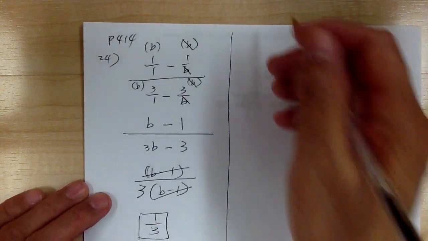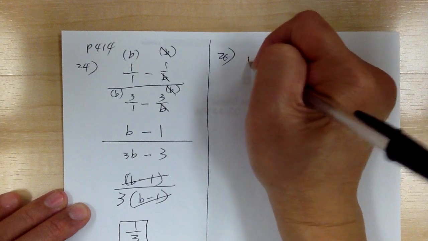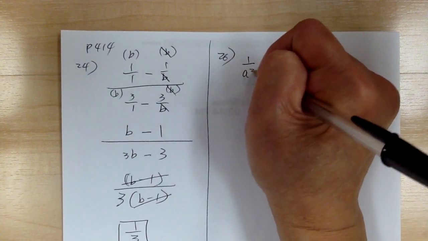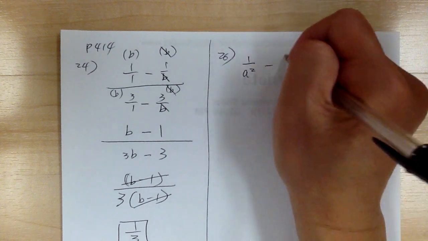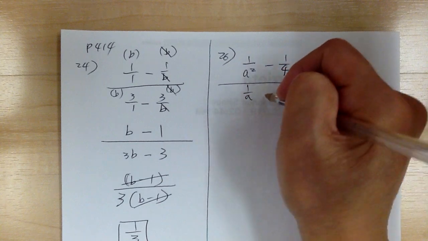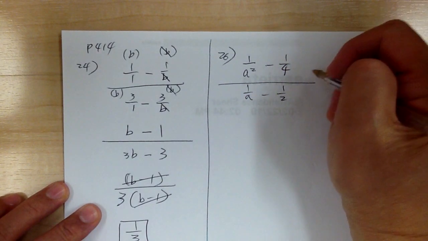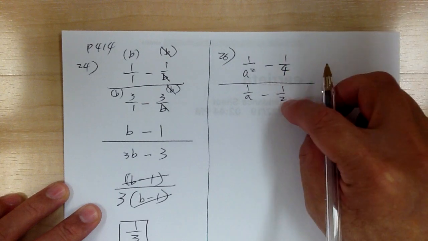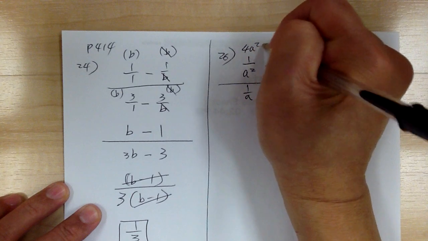Okay, let's go to 26. You have 1 over a squared minus 1 over 4, divided by 1 over a minus 1 over 2. So in this case, your LCD is 4a squared. The numbers are 4 and 2, so it's 4, and a squared and a is a squared. So you have to multiply by 4a squared.